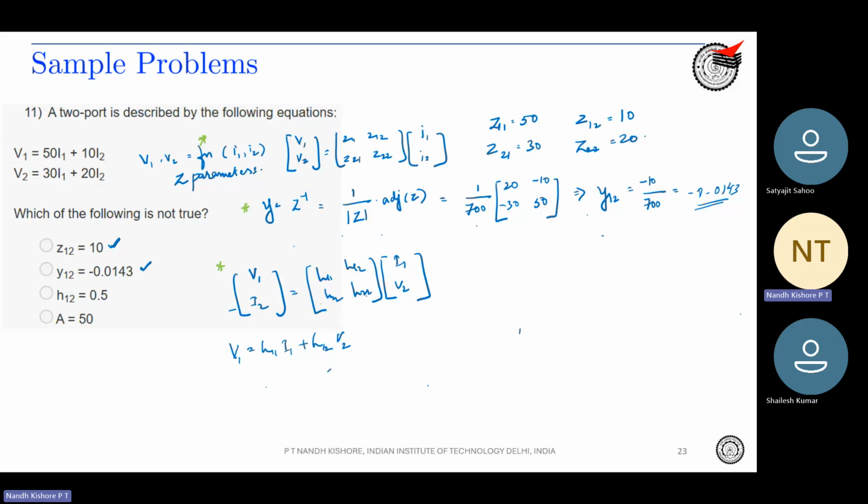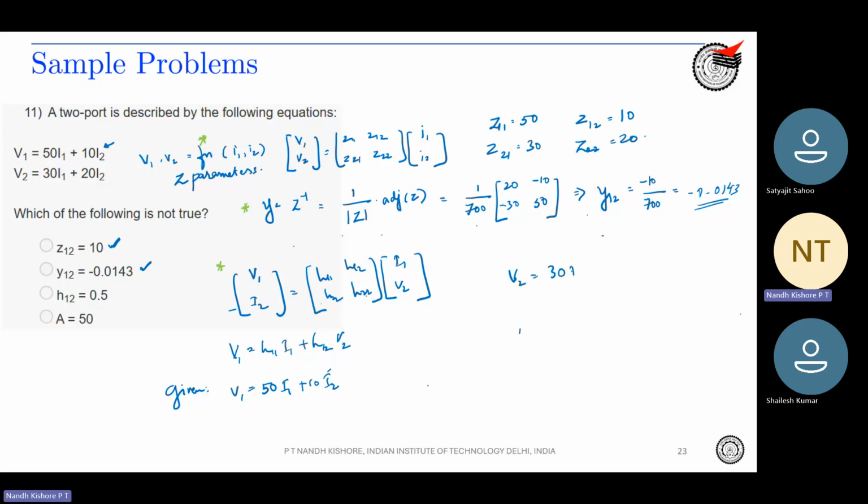I want V1 in terms of I1 and V2, but what I have is V1 in terms of I1 and I2. So we have to eliminate the I2 term in the given expression. Given is V1 is equal to 50 I1 plus 10 I2. Eliminate I2 and you will get V1 in terms of I1 and V2. You understand, right? What step we are following.